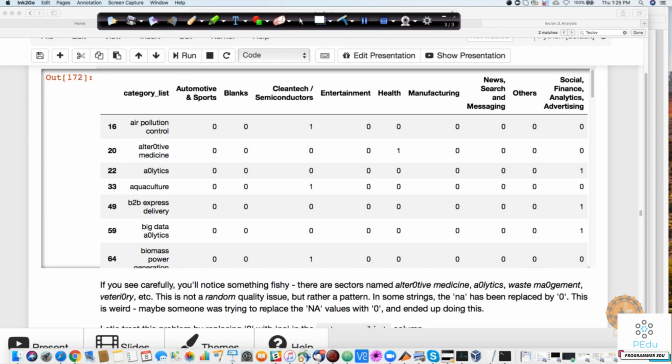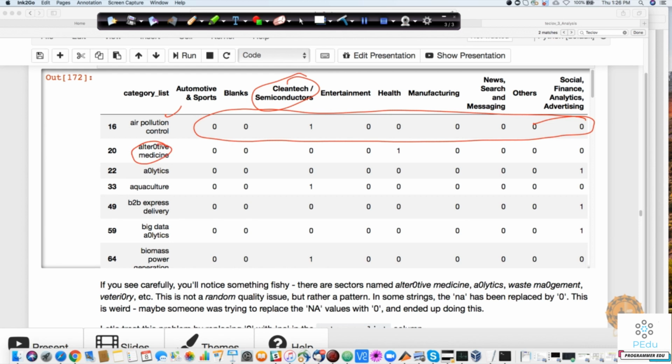If you look at this, in all these columns, there is only one value which is going to be 1, right? So let's say if I have a category list as air pollution control. In this case, only this belongs to maybe clean tech or superconductors. Similarly, you will notice that if it is alternative medicine, then it belongs only to healthcare, nothing else, right? All the other values will be 0. So this is called a wide column.